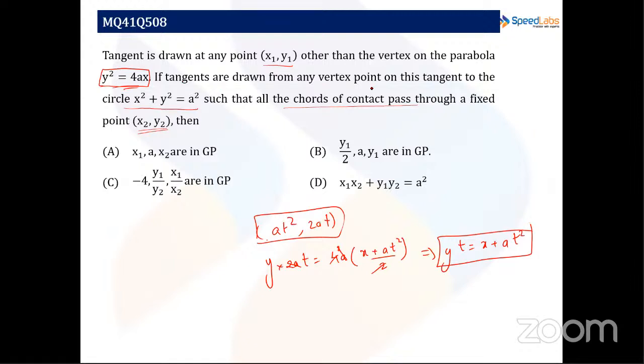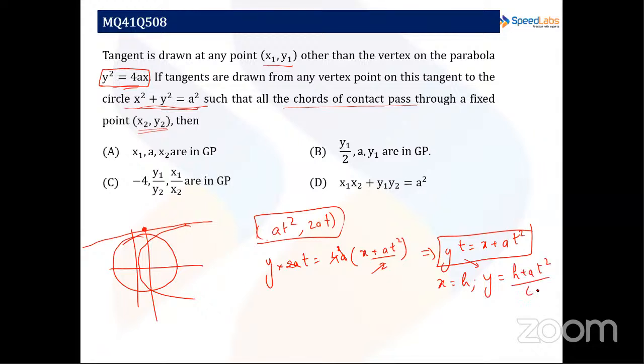Now the tangents are drawn from any point of this tangent to the circle. So we need to find the equation of the chord of contact on the circle from the tangent. From any point on the tangent we have drawn a chord of contact. We have the equation yt = x + at². Let's say x = h, then on substituting we get y = (h + at²)/t. So from this point (h, (h + at²)/t) we have drawn a chord of contact. From any external point, the equation of chord of contact is T = 0.